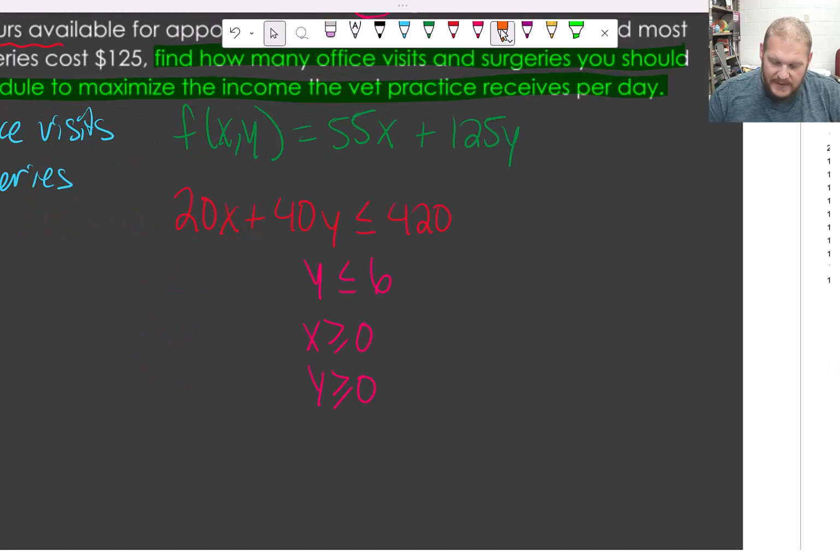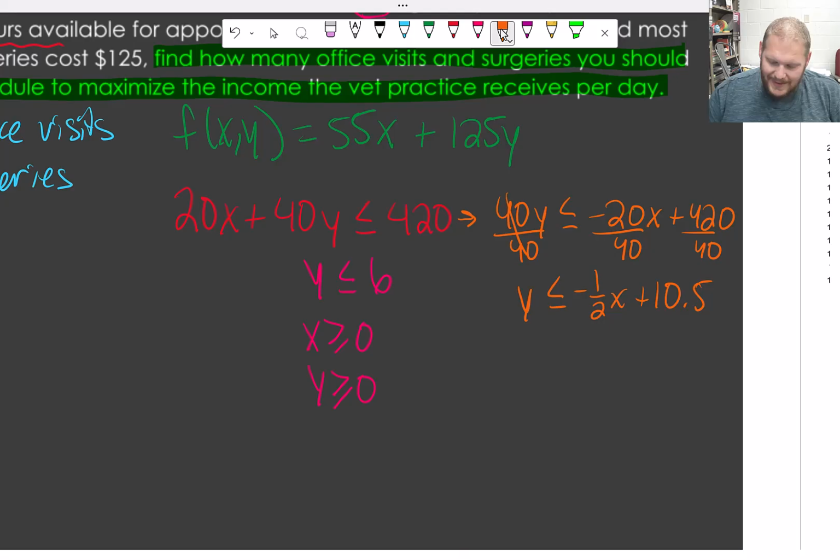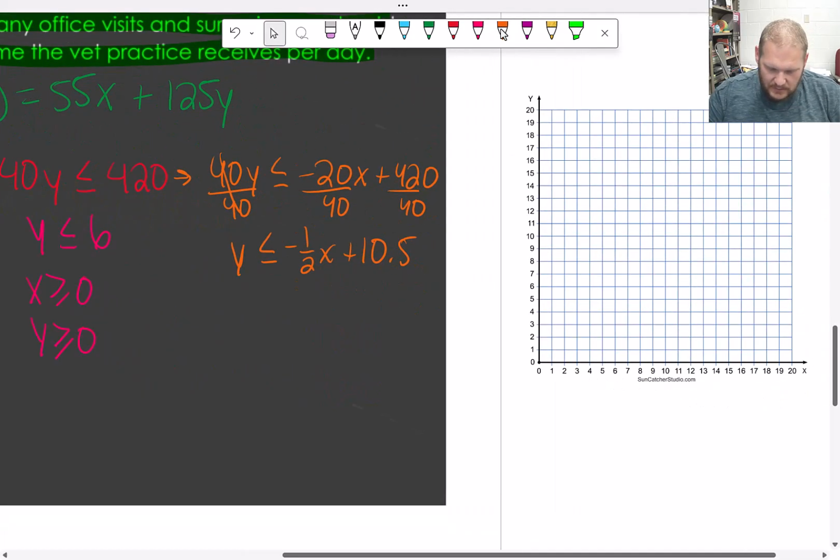So that would be subtracting my 20x on both sides, which would be 40y is less than or equal to negative 20x plus 420. I'll divide by 40 on both sides all the way through, and that ends up giving me y is less than or equal to negative 1/2 x plus 10.5. So not ideal to be able to find that intersection here.